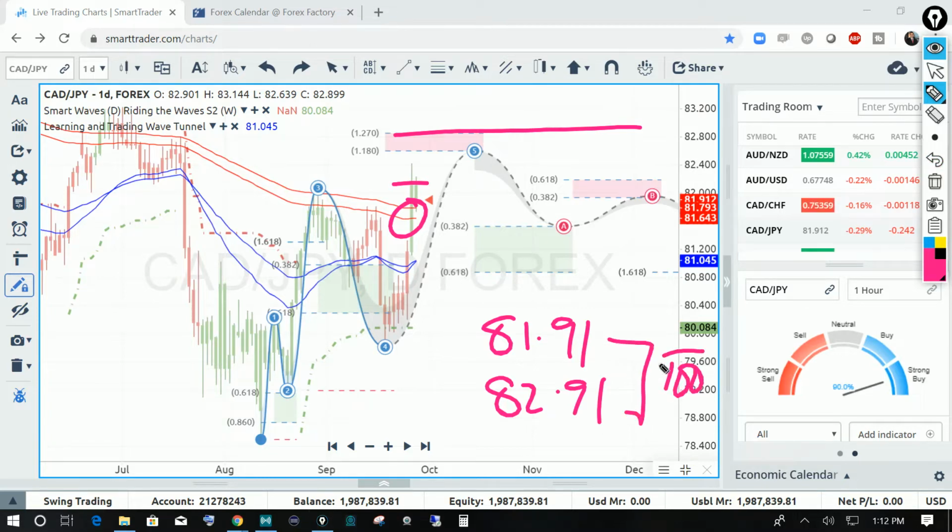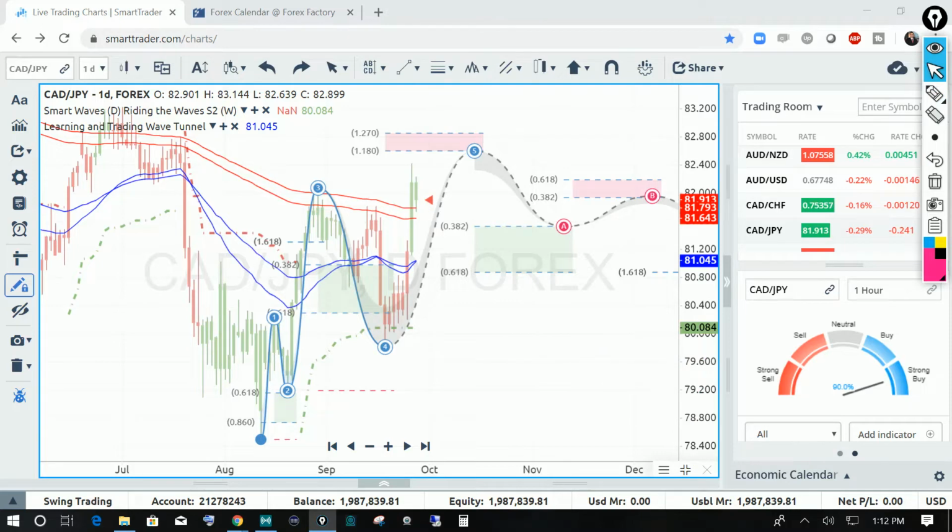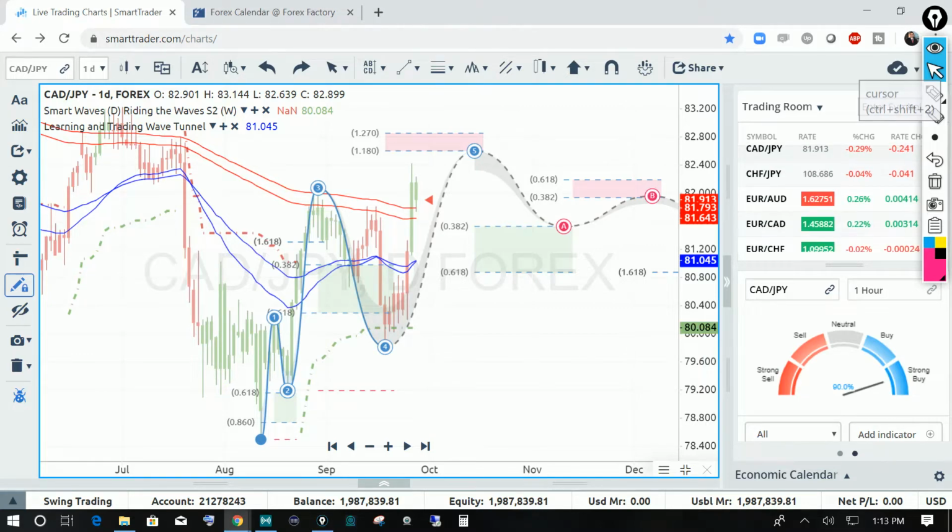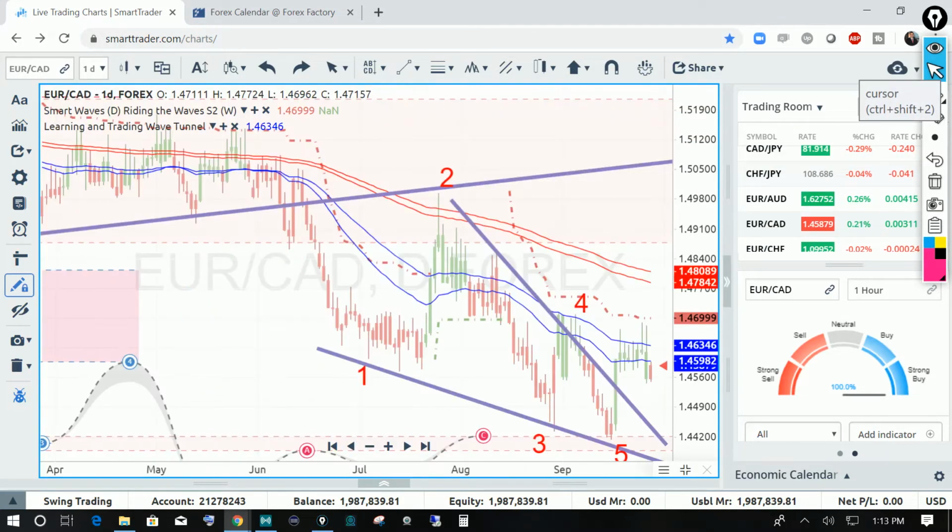All right, so buy on dips, go ahead and buy on dips, go in long, provided that when you get to this point right here, start protecting your position. Start protecting the position at the price of 82.91. All right, now let's go ahead and continue. That's the Canadian JPY.